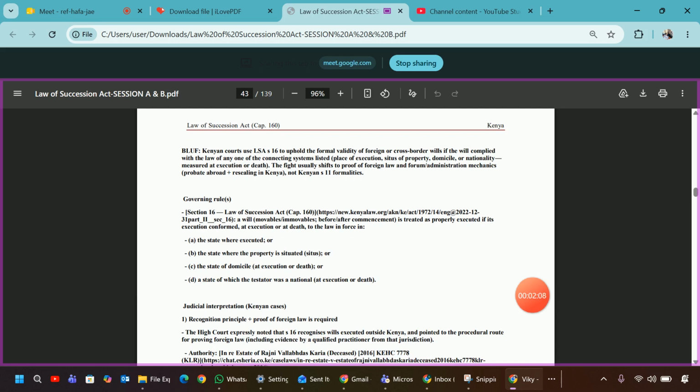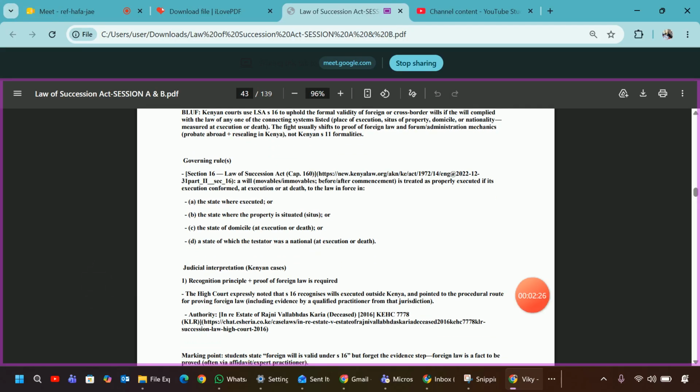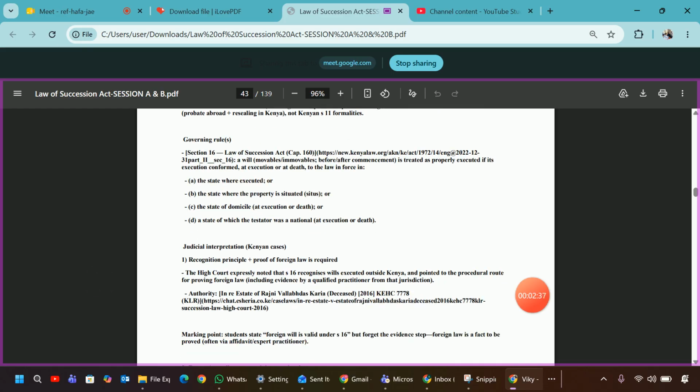So section 16: a will on movable and immovable properties, before or after commencement, is treated as properly executed if its execution conformed at execution or at death to the law in force in the state where executed, or the state where the property is situated, or the state of domicile at execution or death, or a state of which the testator was a national at execution or death.